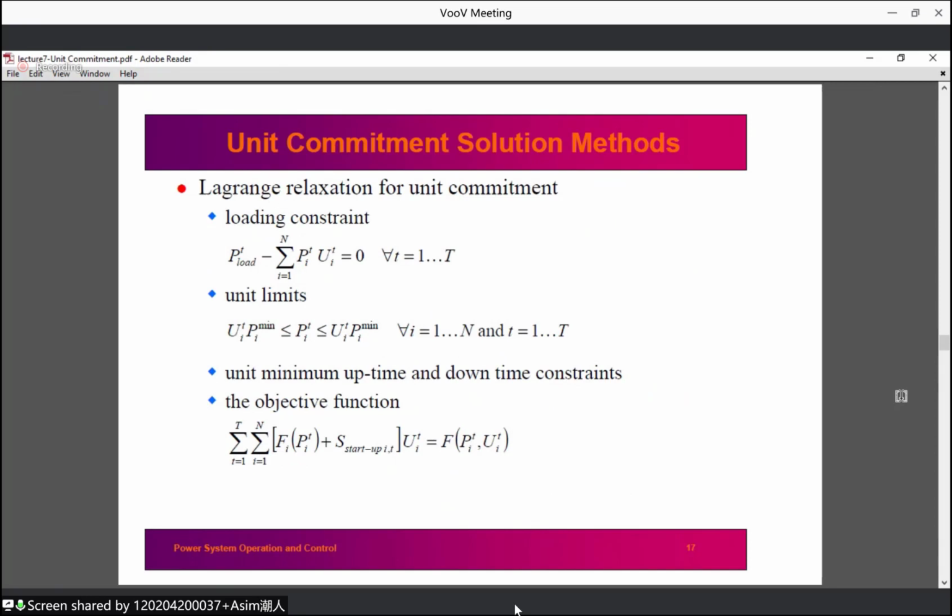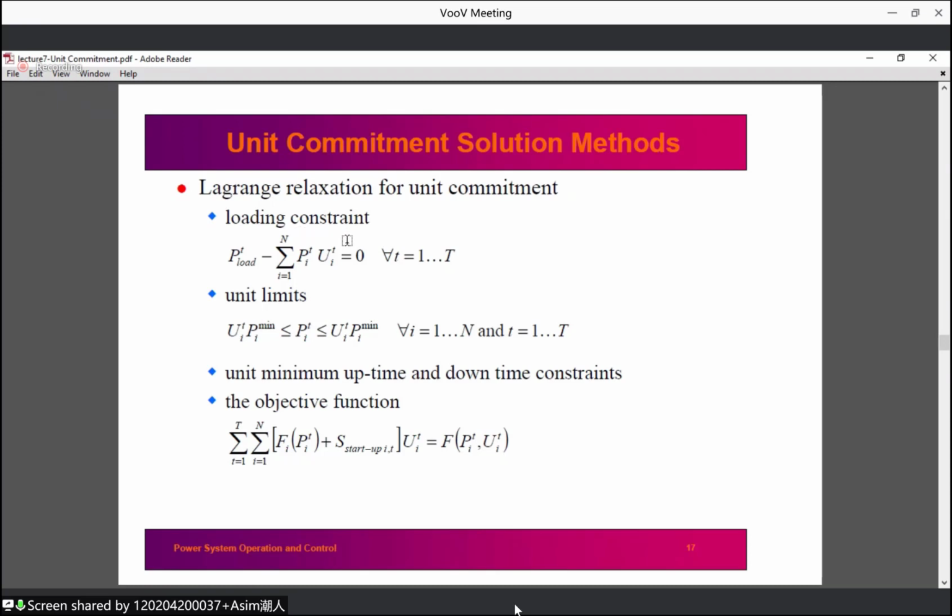Now Lagrangian relaxation for unit commitment. First we will define some variables, because these variables will help us understand the different iterative tables or values of unit commitment. ui of t is equal to 0 if unit i is offline during period t, and ui of t is equal to 1 if unit i is online during period t.